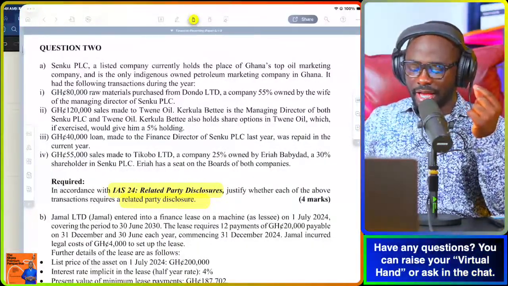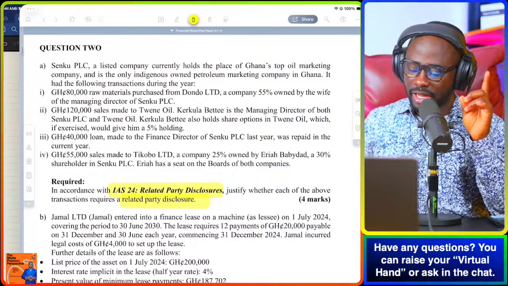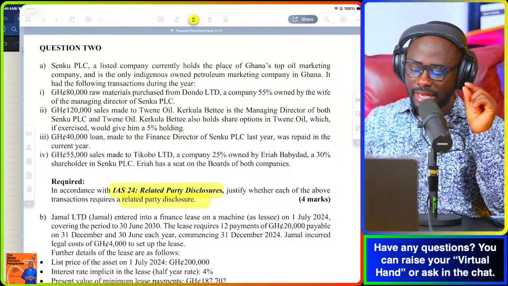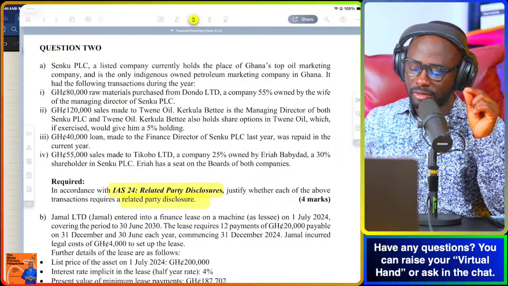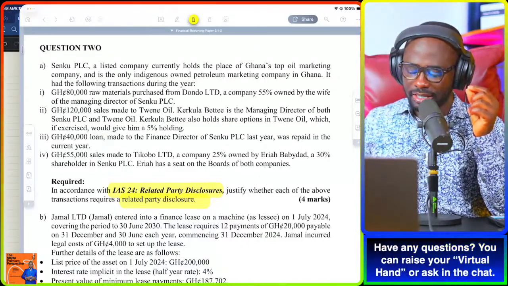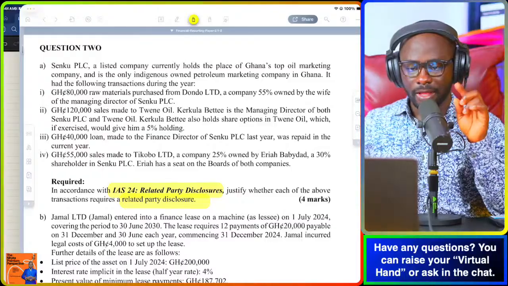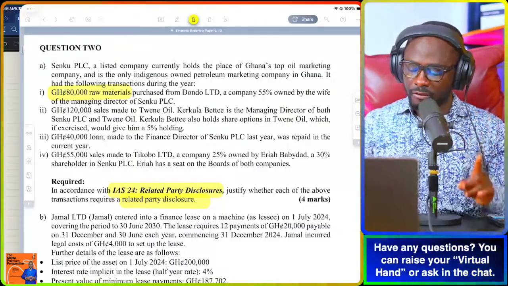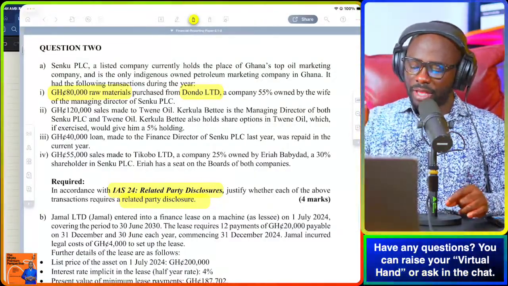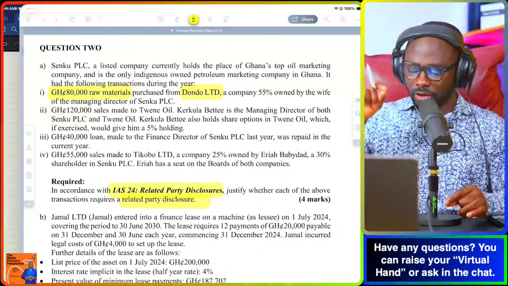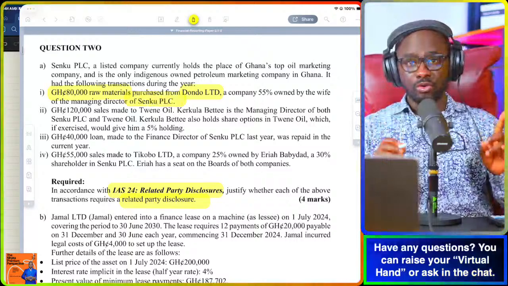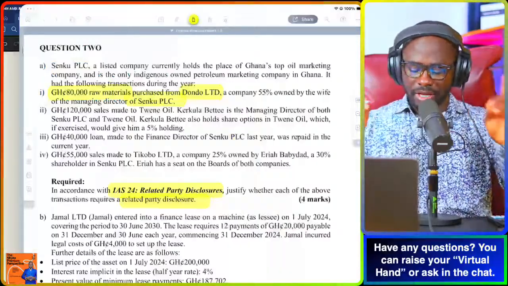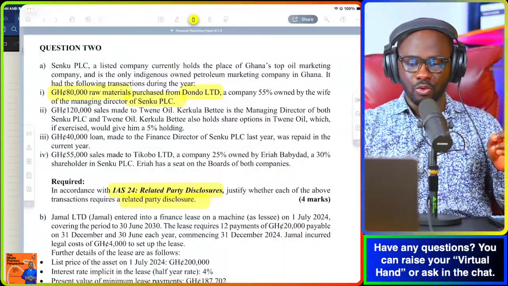Senku PLC, a listed company currently holds the place of Ghana's top oil marketing company and is the only indigenous-owned petroleum marketing company in Ghana. It had the following transactions during the year. 80,000 Ghana cedi raw material is purchased from Dondo Limited, a company 55% owned by the wife of the managing director of Senku. Okay. So transaction I is happening between who and who here?